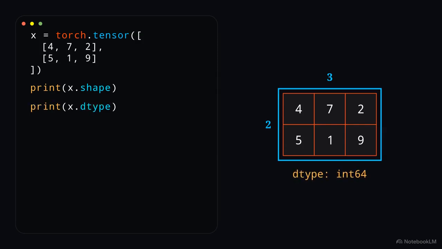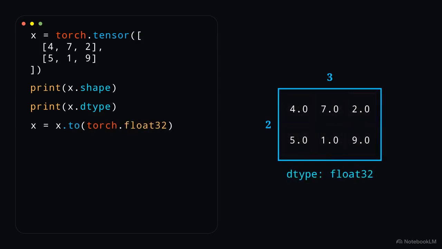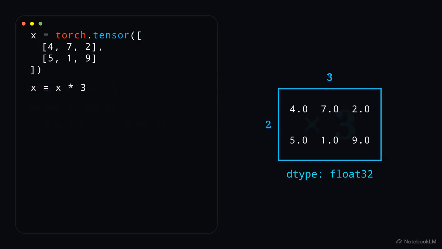This gives us the exact dimensions. We also check the dtype to see the format of the data, like whether it's a 64-bit integer or a 32-bit float. We can convert these formats using the .to method. Moving from an integer to torch.float32 provides the decimal precision needed for the complex calculations we'll perform later.